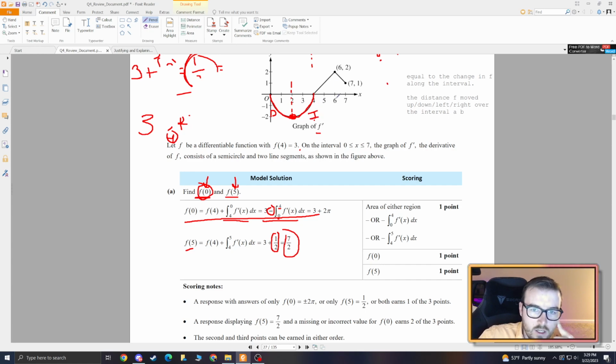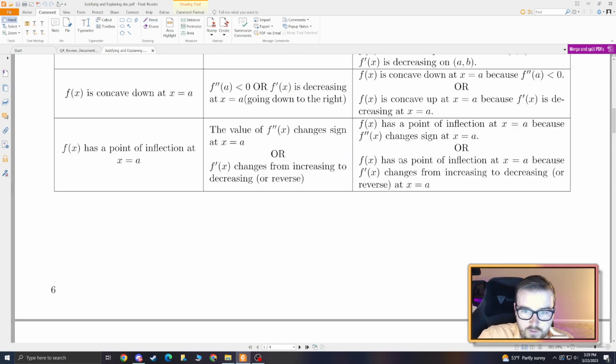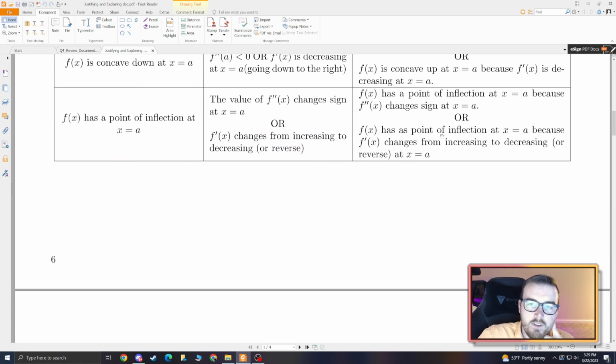And similarly, over at 6, the same thing occurs. This derivative is increasing, and then all of a sudden it starts to go down, and now it's decreasing. Increasing, decreasing. So at x equals 6, it changed from increasing to decreasing. So on my justifications page, you can say one or the other, and it's going to be true. So f of x has a point of inflection at x equals a because f prime changes from increasing to decreasing at x equals a.